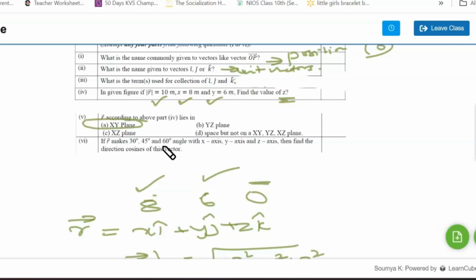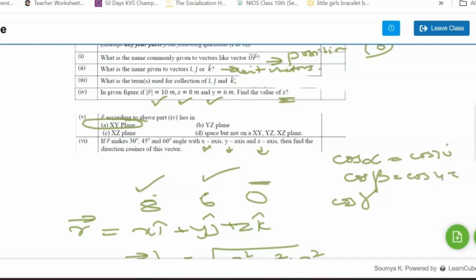Next one is, if r makes 30, 45 and 60 degrees with the x-axis, y-axis and z-axis, then find the direction cosines. To find the direction cosines, it is the cos of all the given angles: cos alpha, cos beta and cos gamma. So cos of 30, cos of 45 and cos of 60. Cos 30 is root 3 by 2, this is 1 by root 2 and this is 1 by 2. For that you have to know the trigonometric chart. Okay, so these are the values.